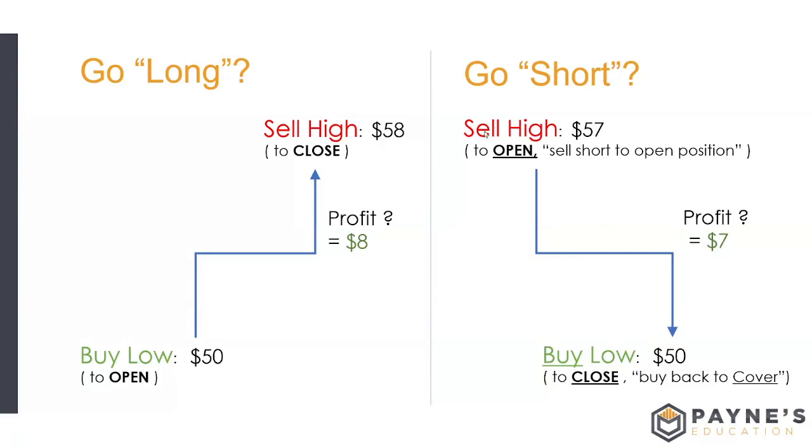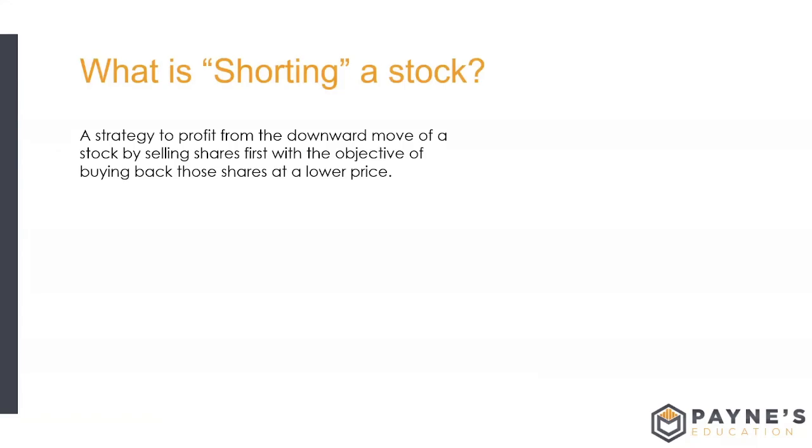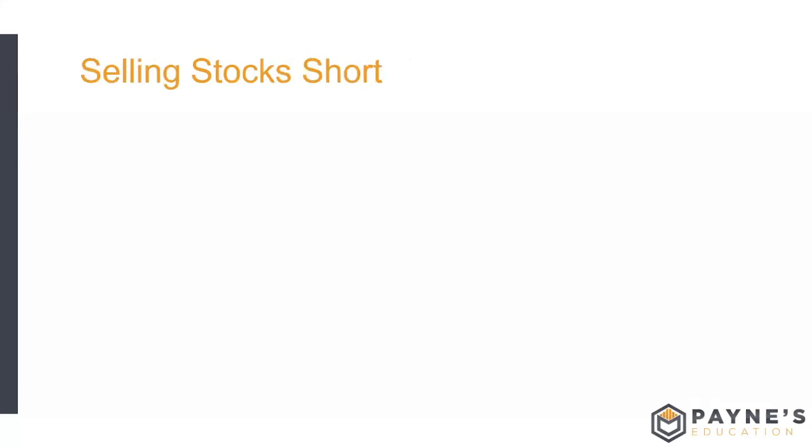So that's really all shorting is that you're doing everything kind of upside down. We're selling first to create a position with the idea that we'll be able to buy it back at a much lower price because we believe that the stock is being much bearish. All right, well, how do we sell something when we don't own the shares? Well, first of all, when we're shorting a stock, it's basically a strategy to profit from the downward move of a stock by selling shares first with the objective of buying back those shares at a lower price. So again, that leads up to our being a bear strategy.